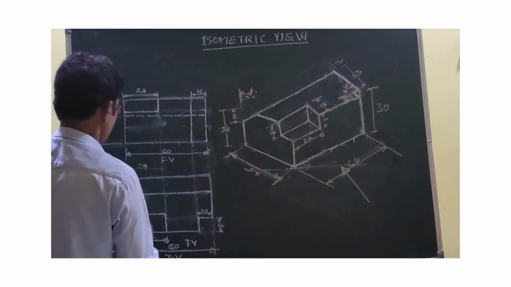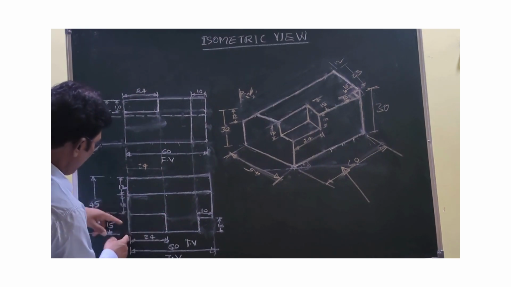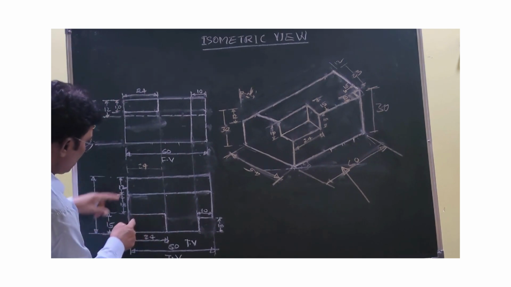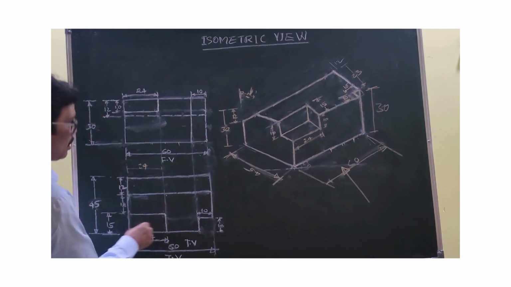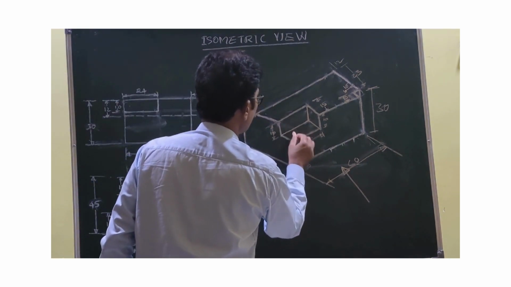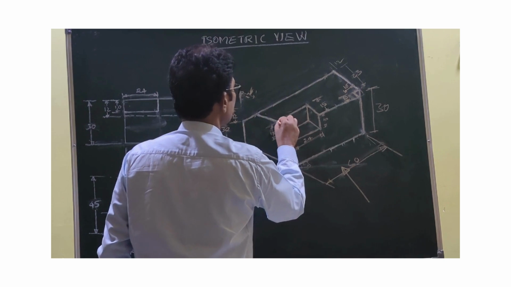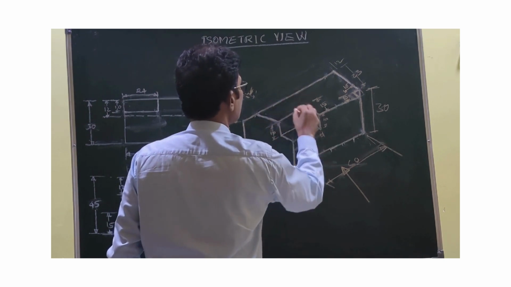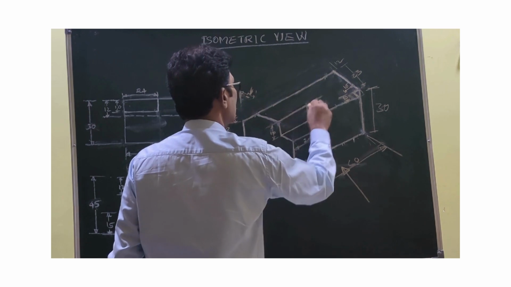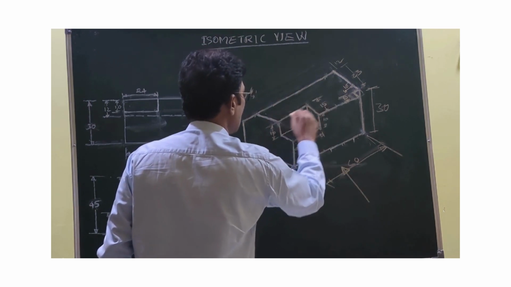Next, I would like to draw this part: length 24, width 15, depth 10. This is placed in this left side corner, so I have started here. From here to here, 15 is measured. At this point, I draw a line parallel to this one. This length is equal to 24, so at 24 you draw this line parallel to this one. Automatically, this is 15, this is the width, and this is the length.